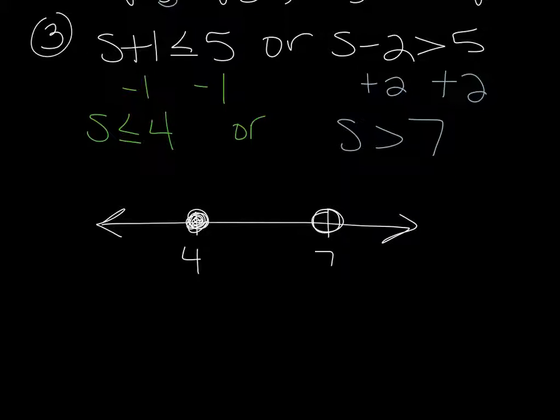For the first one, s is less than or equal to 4. At 4, do I shade to the right or to the left? To the left. S is greater than 7. At 7, do I shade to the right or to the left? To the right. Now I want the numbers that are less than or equal to 4 or greater than 7.